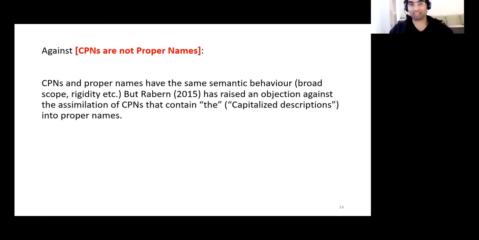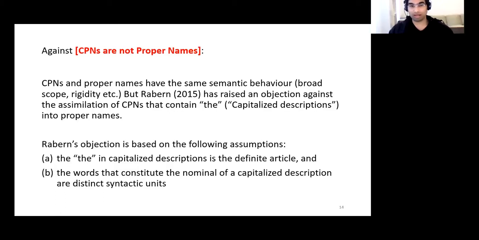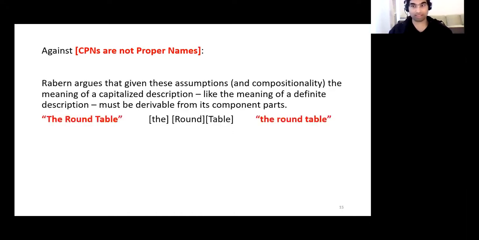Rayburn raised an objection against the assimilation of these complex names which contain the, and he calls them capitalized descriptions, into proper names. And Rayburn's objection is based on two assumptions. First of all, Rayburn assumes that the in capitalized descriptions is the definite article. And secondly, Rayburn assumes that the words that constitute the nominal of a capitalized description are distinct syntactic units. I'll take an example to explain this in the next slide.